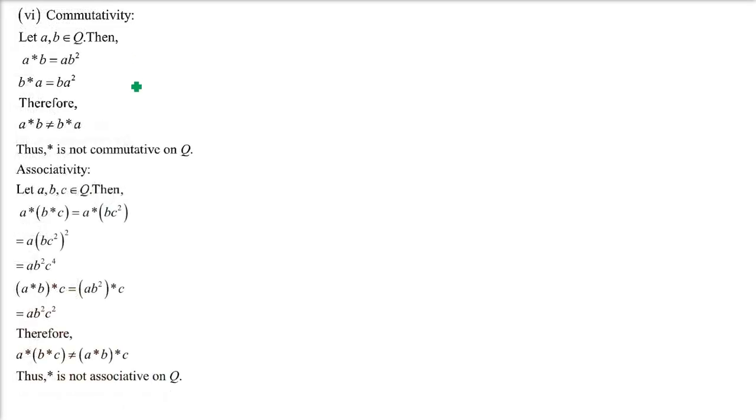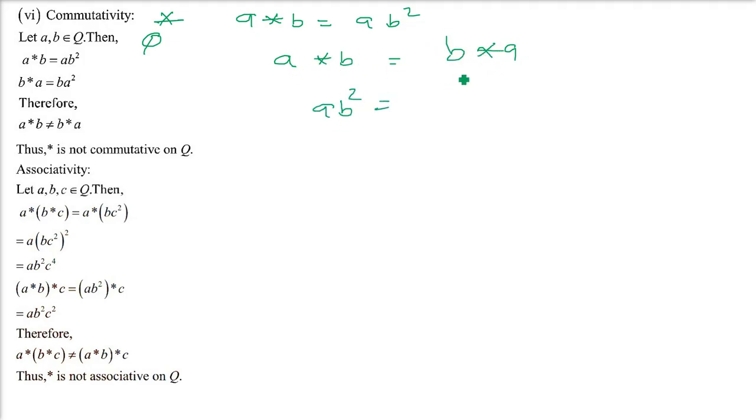The sixth one. Sixth one is star on Q defined by A star B equals AB square, for all A, B belongs to Q. So let us see one by one. Commutative, by now you have understood well. A star B has to be equal to B star A. Then it will be commutative. So AB square, this is BA square, they are not equal. Commutative is not there. We will do it fast, right? Let us take pace because we have a lot of questions to do.